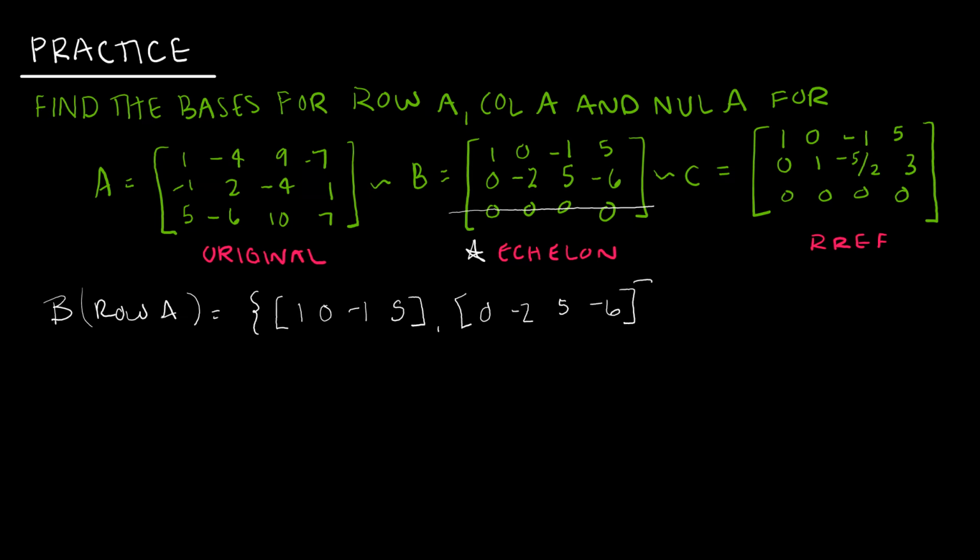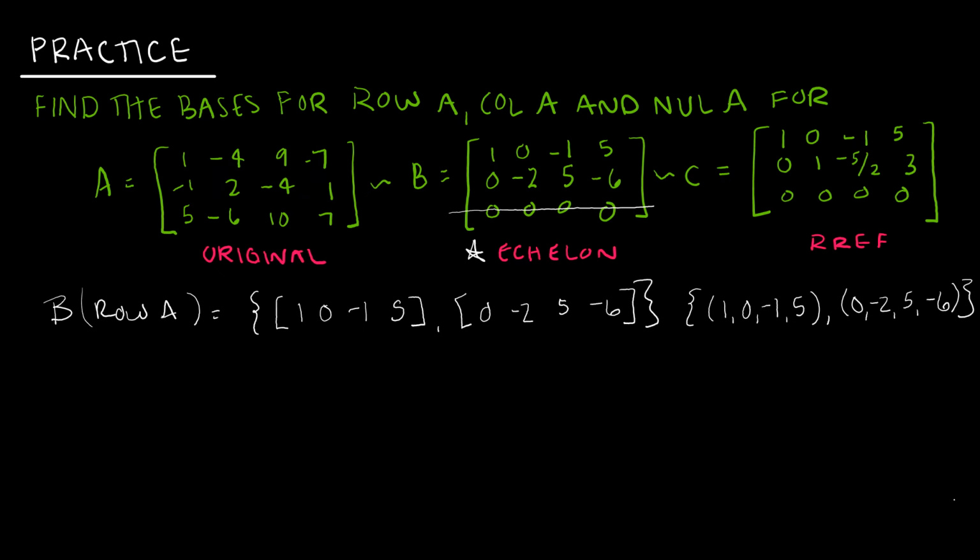And keep in mind your textbook will have this instead written as (1, 0, -1, 5) with parentheses and commas, and (0, -2, 5, -6), and both of those answers are fine. I fat fingered that, so there we go. That is the basis for the row space of A.